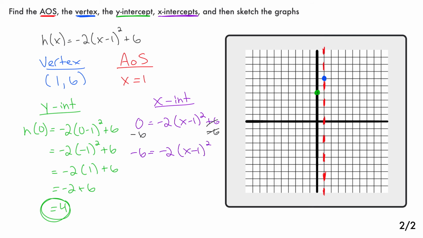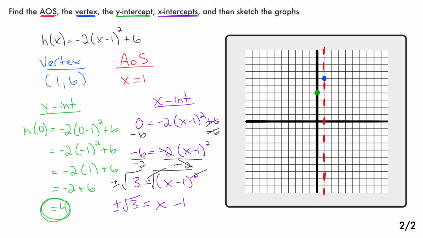Now I need to get rid of the -2 that's being multiplied. So I have to divide both sides by -2. And I will get 3 is equal to the quantity (x minus 1) squared. Now I need to get rid of the square, so I'm going to square root both sides. Don't forget your plus or minus. These will eliminate. You might ask yourself, Mr. Silva, square root of 3 is not a perfect square. That's fine. We're just going to leave it as plus or minus the square root of 3.